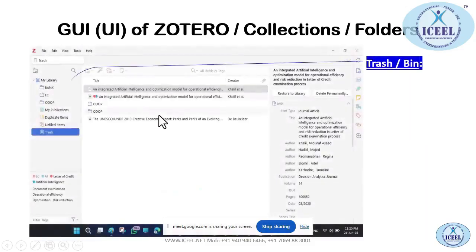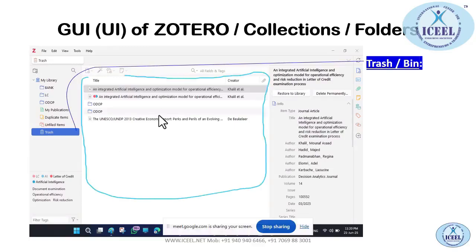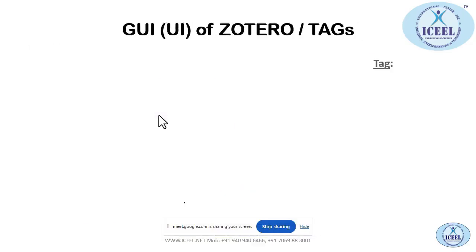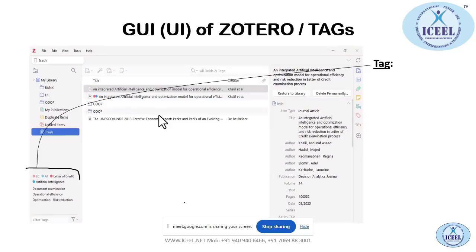Trash or bin: anything that you remove or delete will be there in the trash. And in the settings menu, it was mentioned that any item which you are deleting will remain in the trash for 30 days from the date of deletion. Right. You can remove it also. You can make it 10 days also. So here are the trash items. You can see.